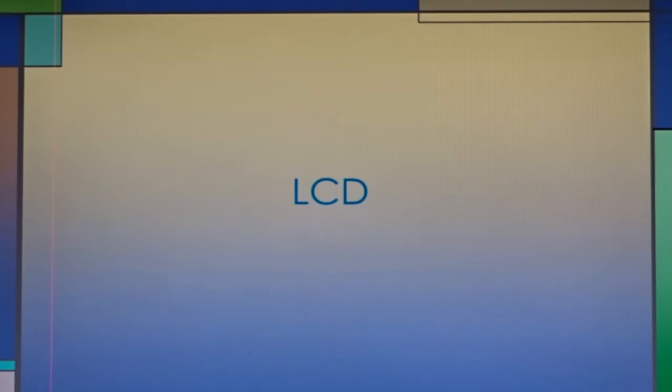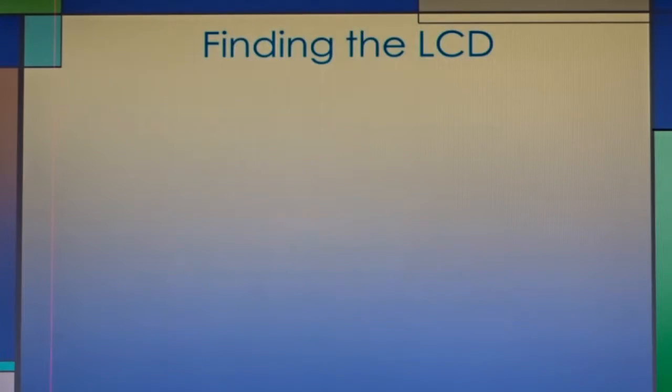Today's topic: the lowest common divisor. Finding the lowest common divisor. Sometimes people actually call that the lowest common denominator. What we're looking for is the lowest number that both denominators have in common. Well, we'll be looking for that eventually. Right now, we're just trying to look for the lowest common number.